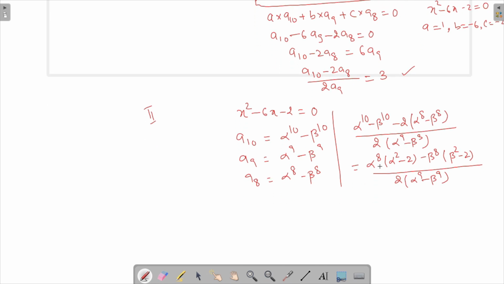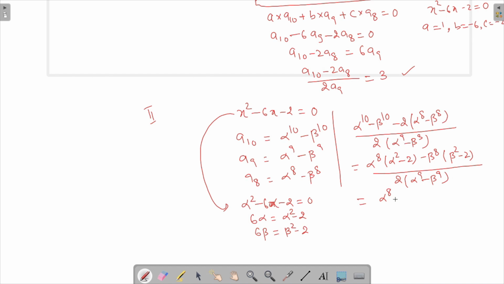What will this be? If alpha and beta are the roots, then this should be satisfied by alpha and beta as well, right? So alpha square minus 6 alpha minus 2 would be equal to 0, or 6 alpha should be equal to alpha square minus 2. Similarly, I can say that 6 beta is going to be equal to beta square minus 2, right? So I can just put these values over here.